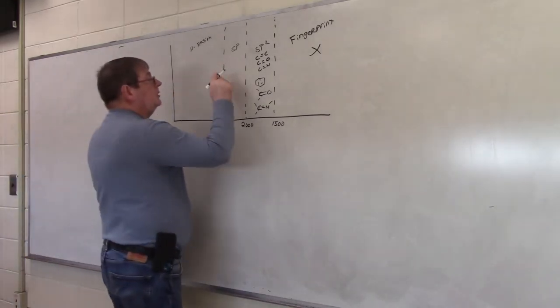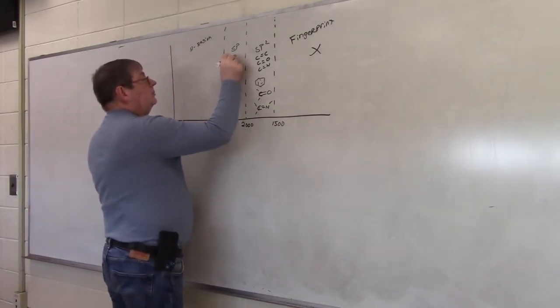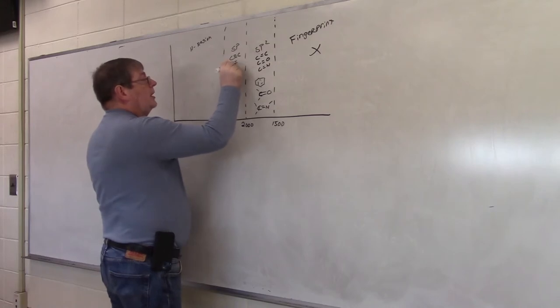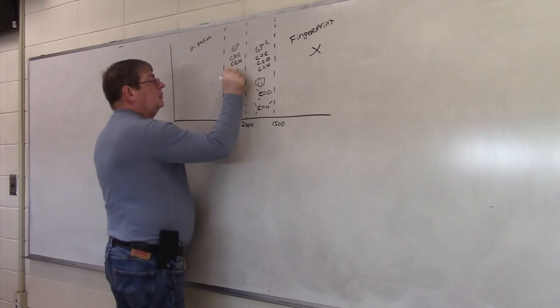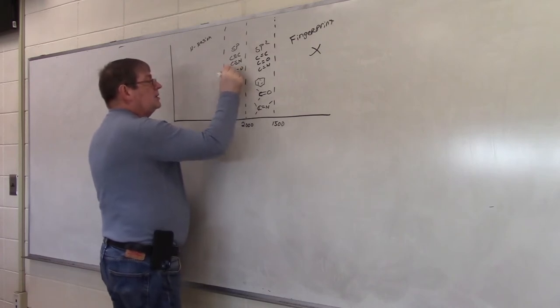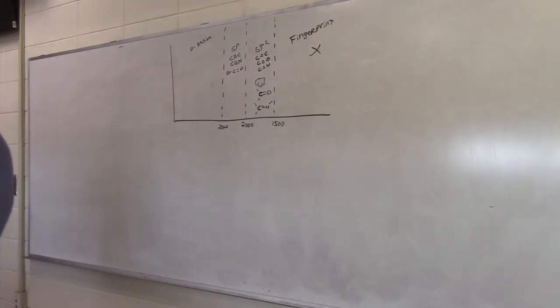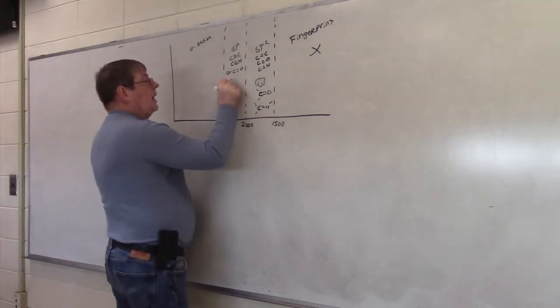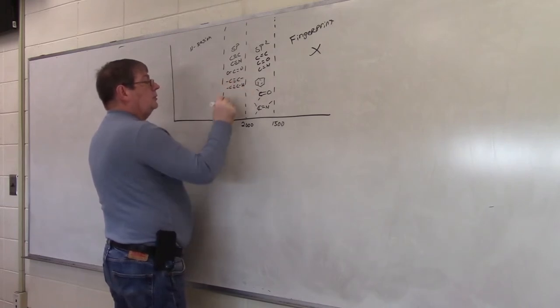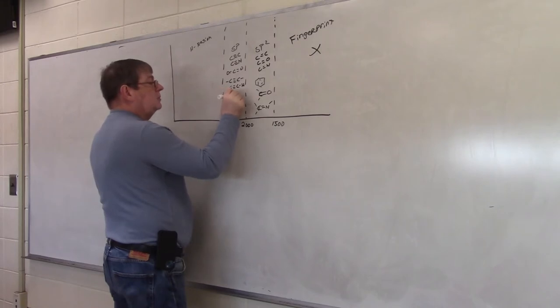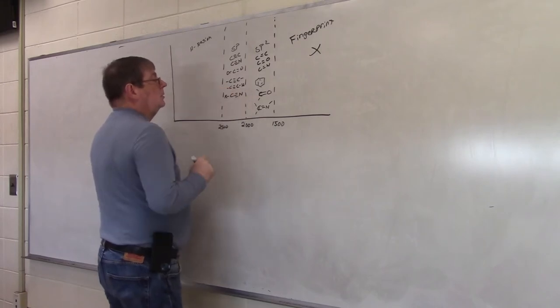The SP region, you'll find things like carbon-carbon triple bonds or carbon-nitrogen triple bonds. You can even find carbon dioxide here because the carbon is SP hybridized. So you'll find things like alkynes, terminal alkynes, where there's a hydrogen. You can find nitriles. Okay.